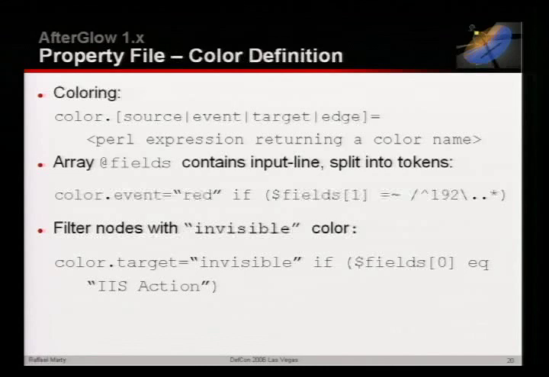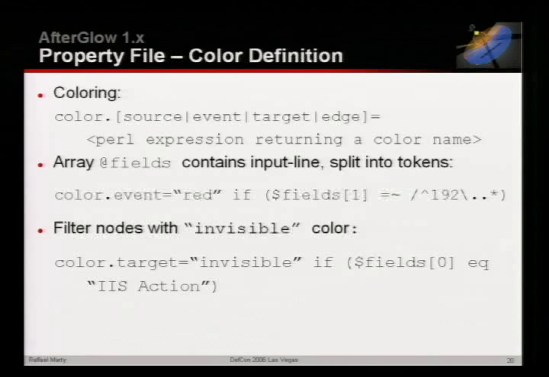And Afterglow keeps track of the current log entry in the @fields array. So if I do $fields[1], that means the second column, since it starts with 0, has to match this regex, basically starting with 192 dot something. In that case, I would make the node red. And you can do all kinds of things here. It's really just doing an eval on this Perl expression. So whatever you want to do, you can read from files and all kinds of things.